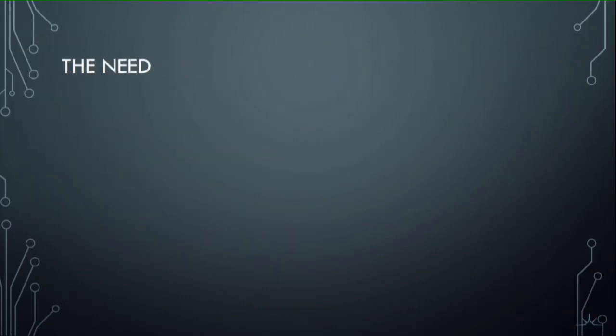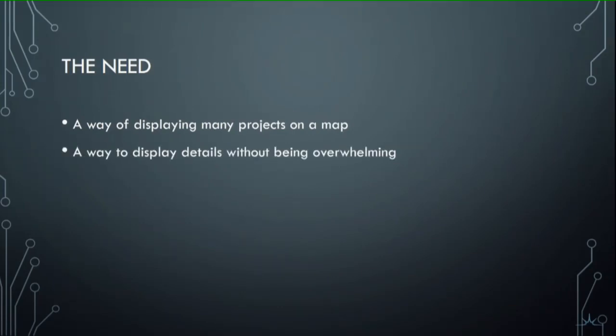Okay, so here's our need. The need that was presented was a way of displaying many projects on a map, because historically we have taken each project and given it its own map page in a book, and then put that together as a book for everyone to look at. It was going to be a lot nicer to be able to see more than one project at a time. We wanted a way to display details, but we didn't want to smother it in details, so that people who wanted an overview weren't too tired of looking at it because they couldn't understand everything. We wanted something more simple.